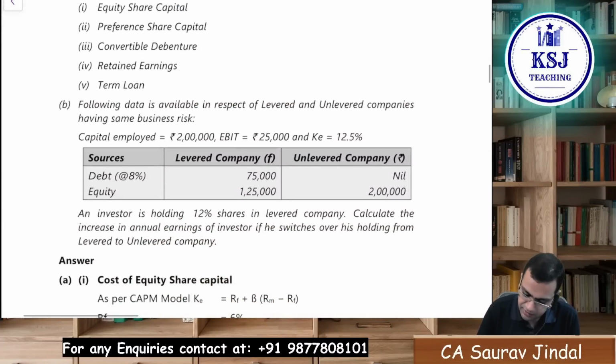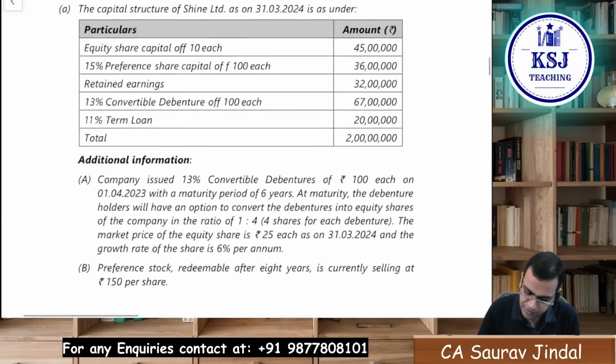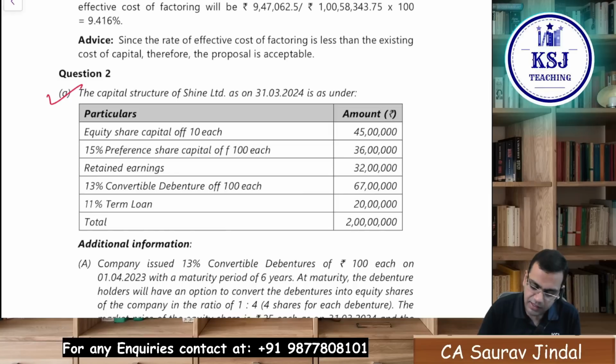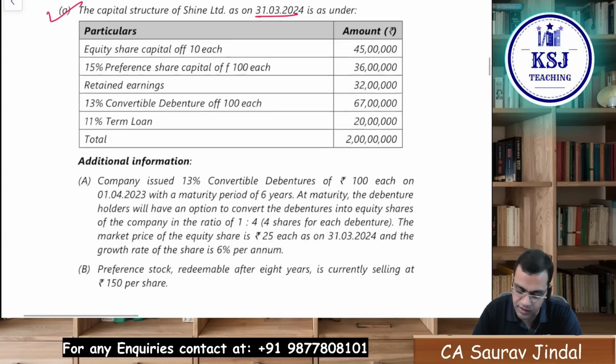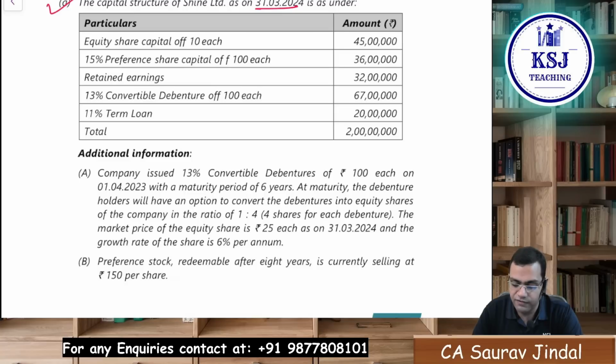Cost of capital. Great, sir. The capital structure of Shine Limited as on 31st of March 2024 is as under. Equity share capital of 10 each, 45 lakhs. 15% preference share capital of rupees 100 each, 36 lakh. Retained earnings 32 lakh. 13% convertible debentures of 100 each, 67 lakhs. 11% term loan is 20 lakhs, and total 2 crores of the capital structure they are having.